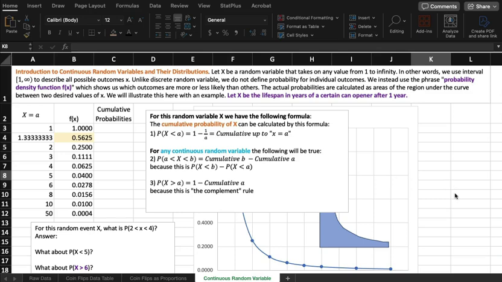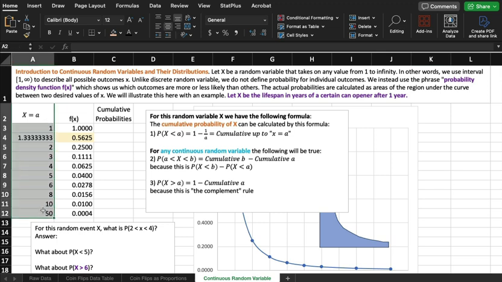This is part 2 of our Introduction to Continuous Random Variables and Their Distributions. In part 1, we talked about what our random variable x represents. It's basically the lifespan in years of a certain can opener. We also introduced you to this idea of a probability density function, little f of x. Those values were all typed into columns A and B in our last video, and I explained what that meant as well. If you did not see that, you'll want to go back and view that video and then come to this one, because you'll need that information to get set up for what we're doing today.